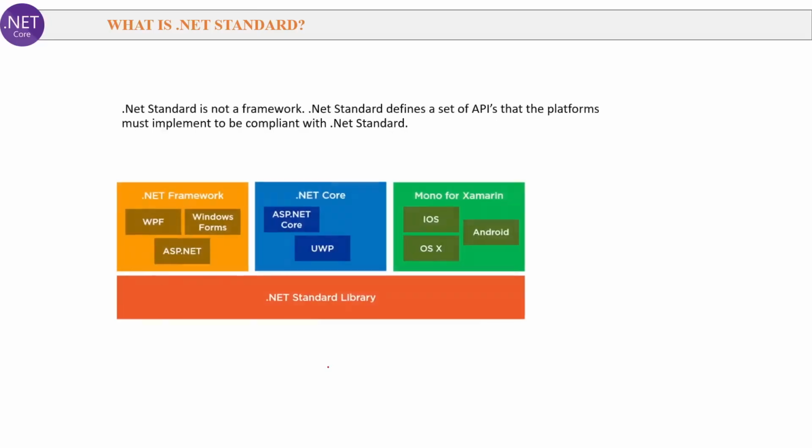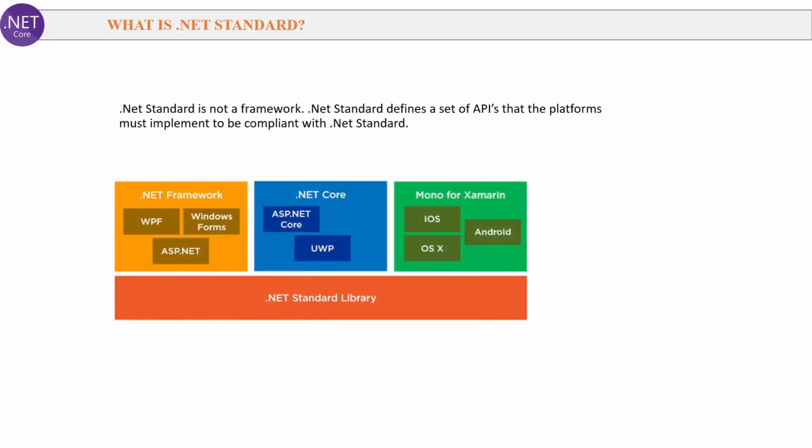Next question is, what is .NET Standard? .NET Standard is not a framework. .NET Standard defines a set of APIs that a platform must implement to be compliant with .NET Standard, which means it is a set of rules or libraries which, if any framework follows, then it is compliant with .NET Standard. In the diagram, you can see that .NET Framework, .NET Core and Mono for Xamarin follow the .NET Standard rules.